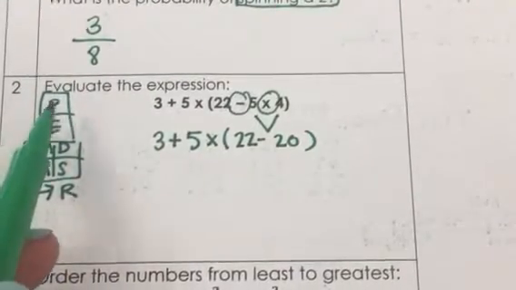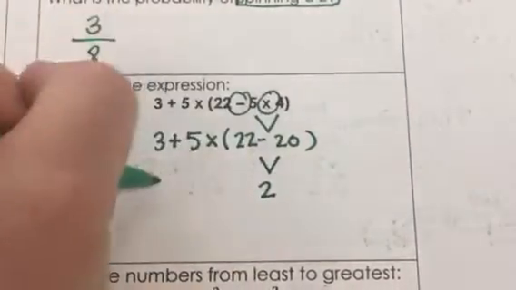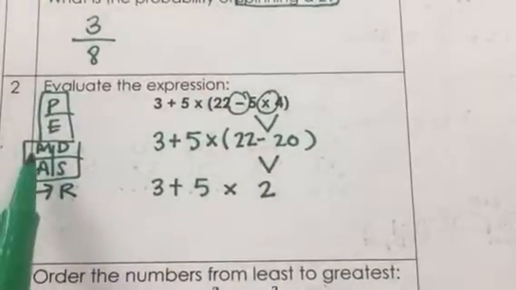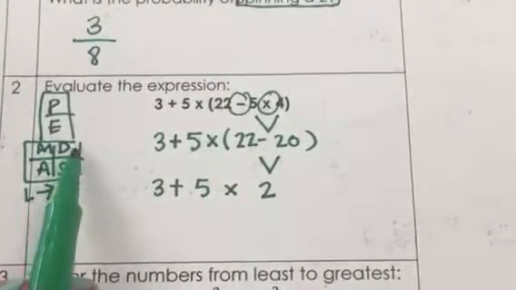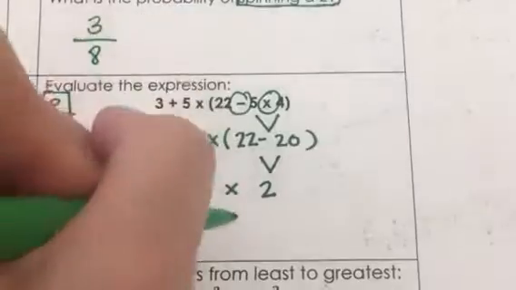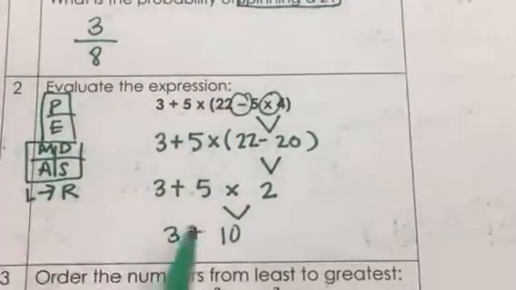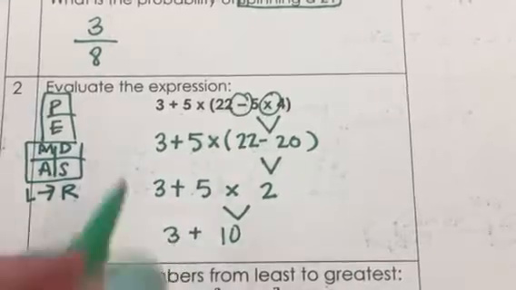Now I'm going to go back. Do I still have parentheses? I do. So I'm going to do that first. 22 minus 20 is 2. And I'm going to bring everything else down. Next, I see I have multiplication here. So I'm going to do multiplication. 5 times 2 is 10. And that means that the last step is 3 plus 10 equals 13.